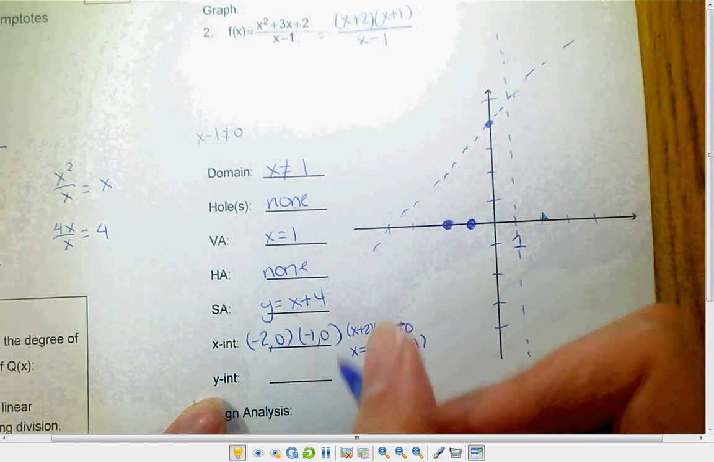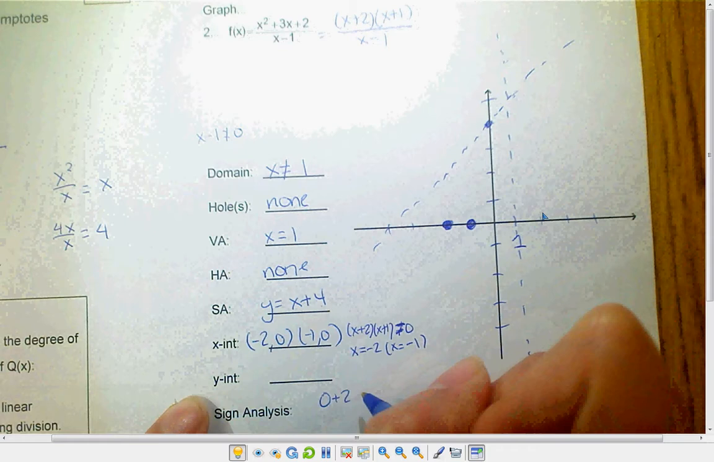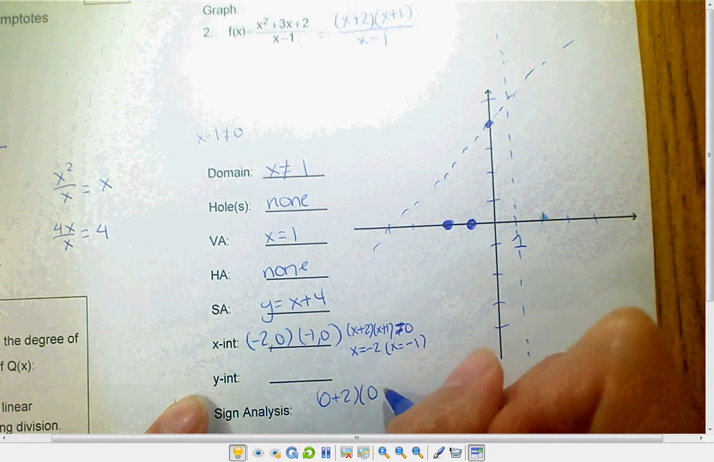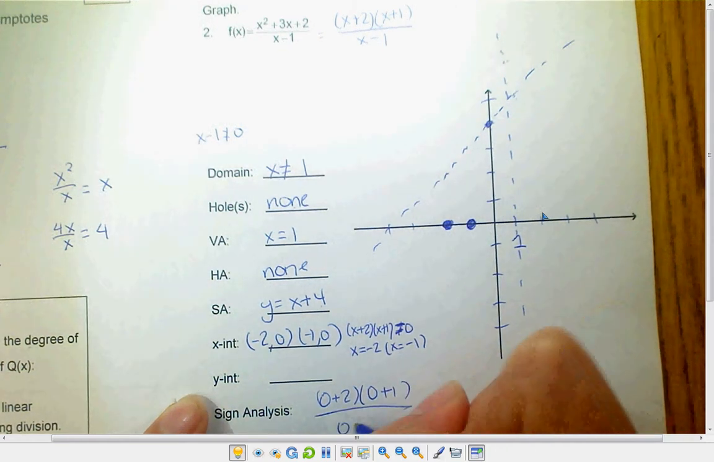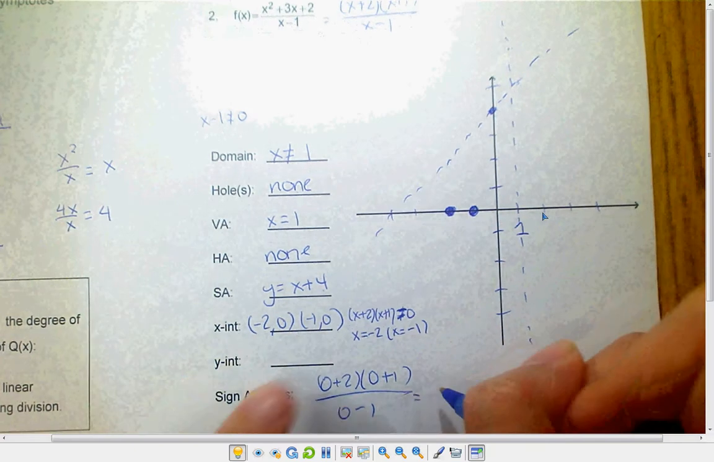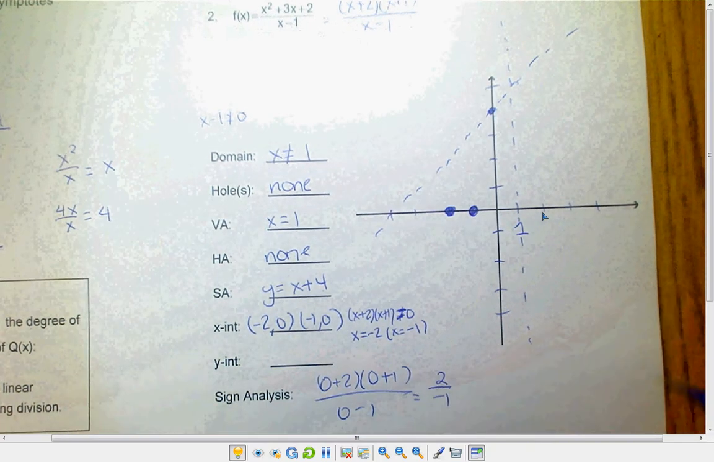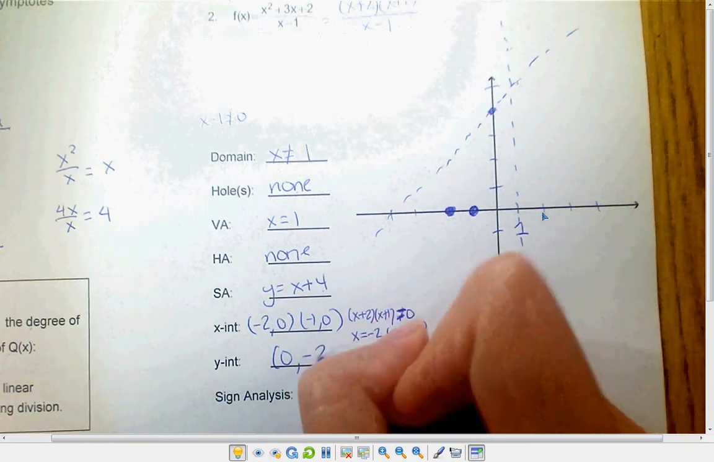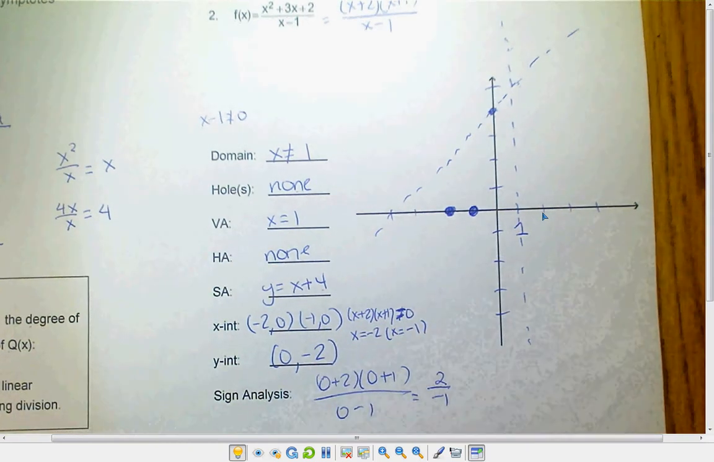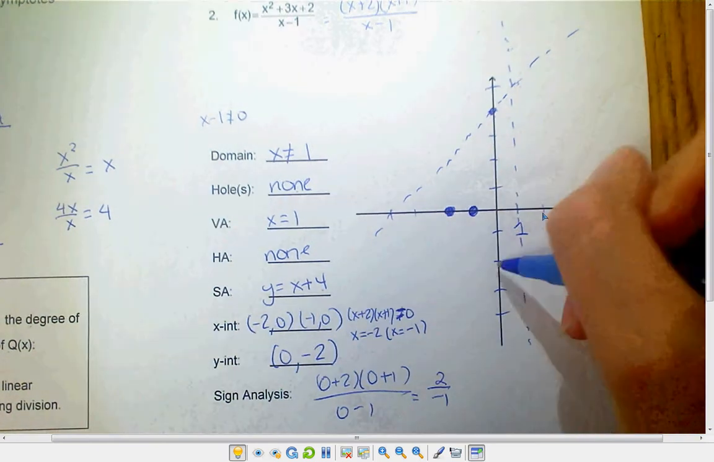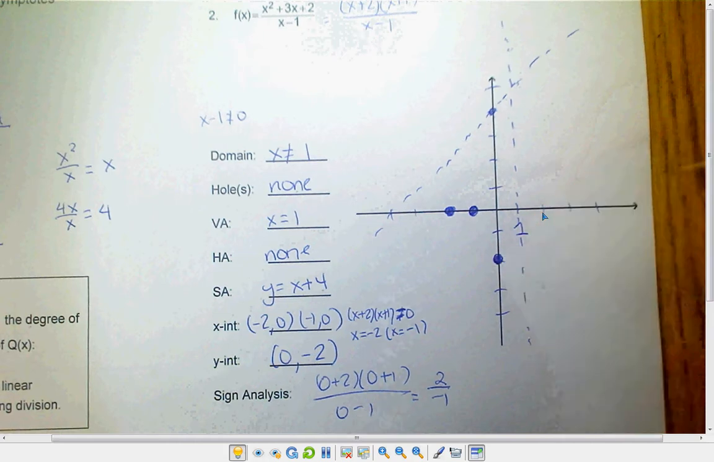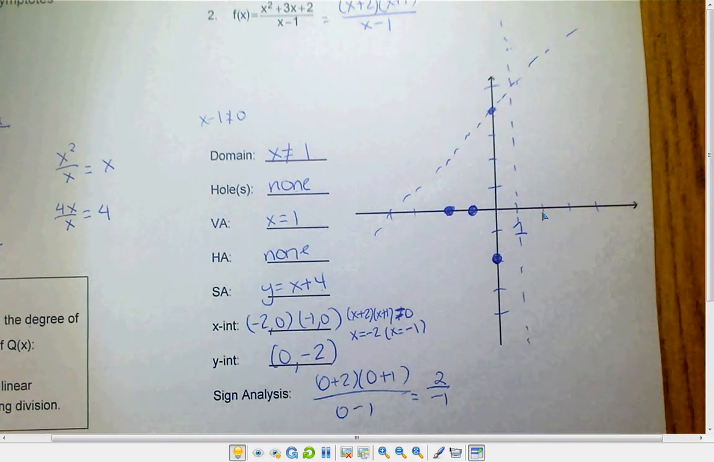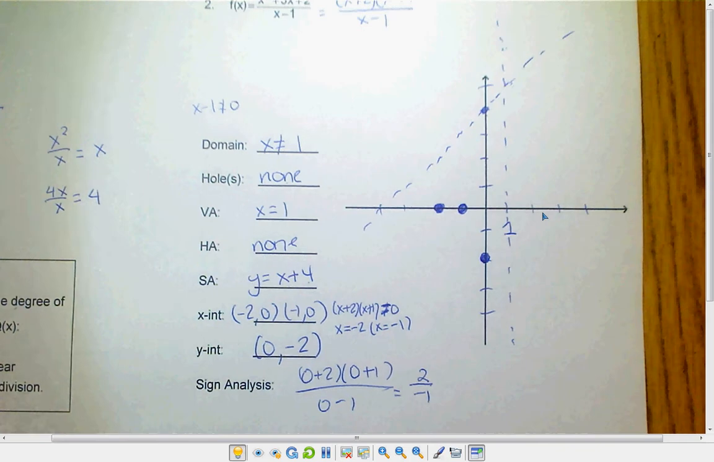For my y-intercept, now I'm going to plug in 0 plus 2, 0 plus 1, 0 minus 1. This is going to give me 2 times 1 is 2 divided by negative 1, which gives me negative 2. So negative 2 is going to go right here. Okay. So just like before, we want to connect all of our points.